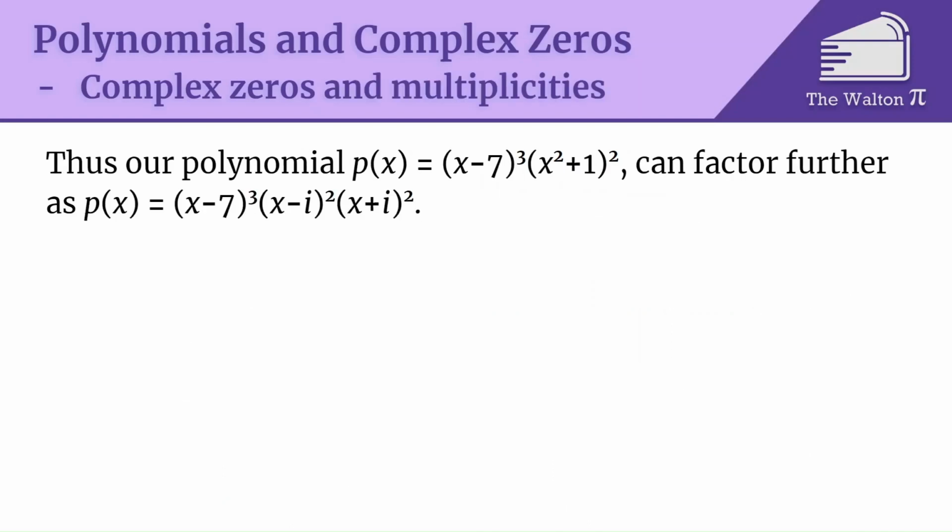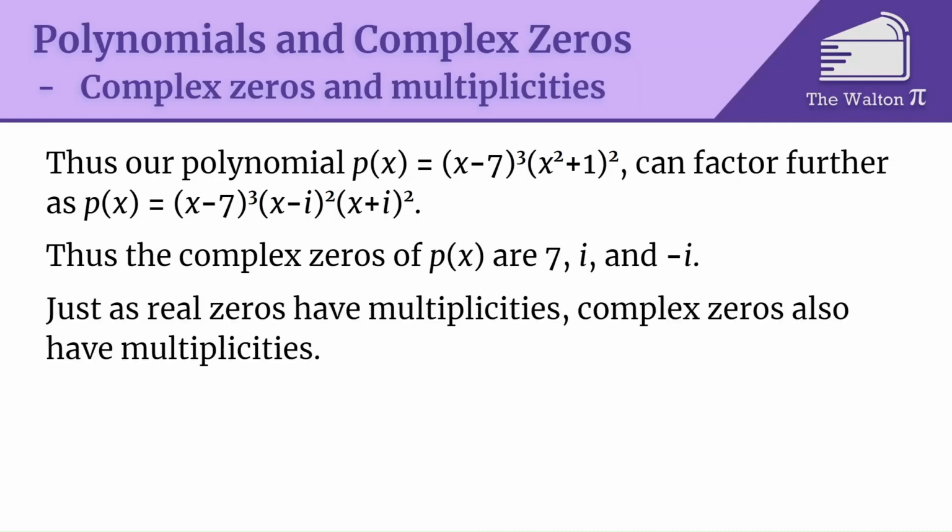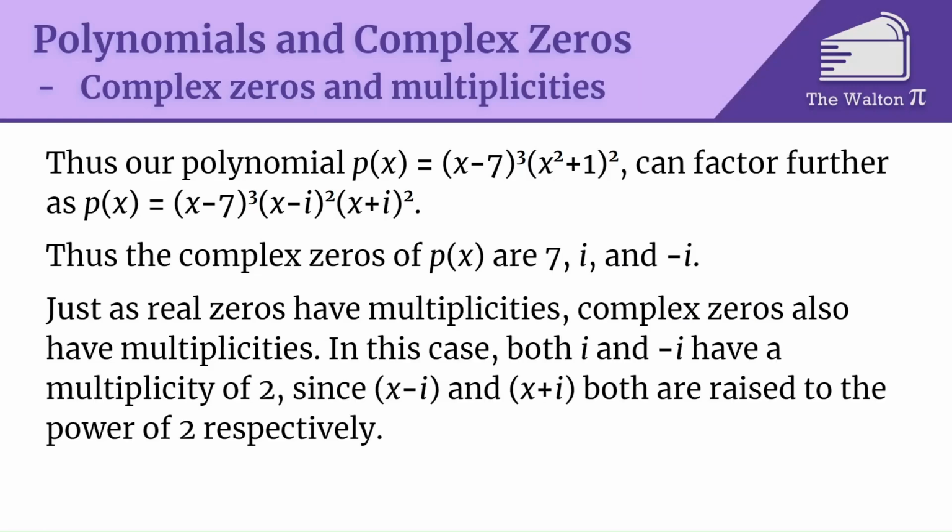So we can further factor it all the way out to p of x is (x minus 7) cubed times (x minus i) squared times (x plus i) squared. So that means the complex zeros of p of x are 7, i, and negative i. The real zeros of p of x are just 7, but the complex ones include i and negative i. Just as real zeros have multiplicities, complex zeros also have multiplicities. So in this case, both i and negative i have a multiplicity of 2, since x minus i and x plus i are both raised to the power of 2.